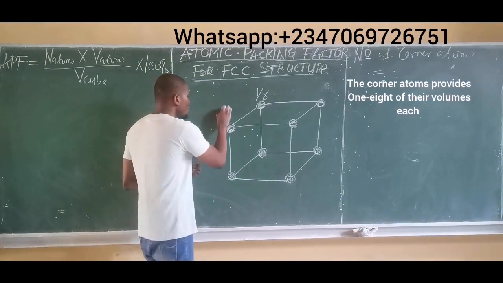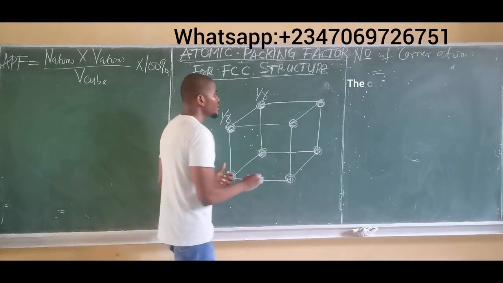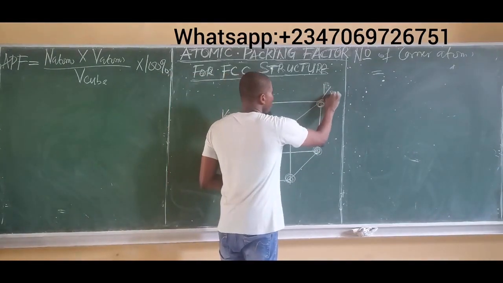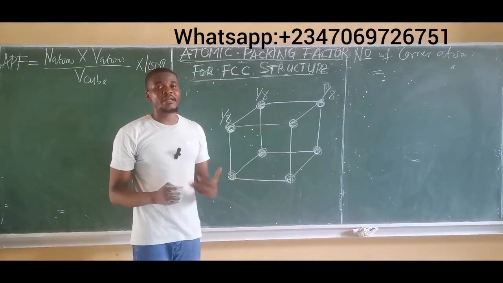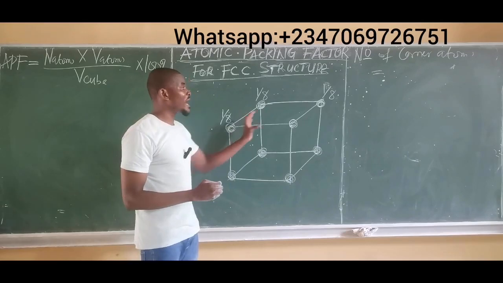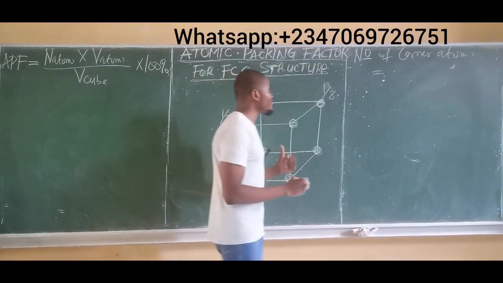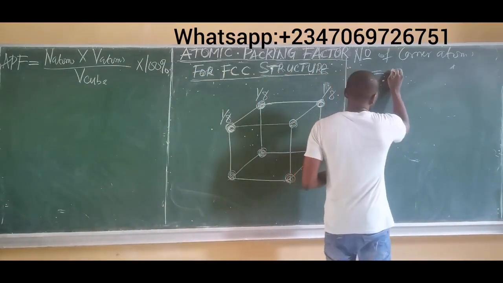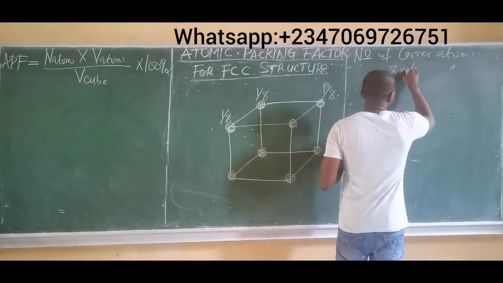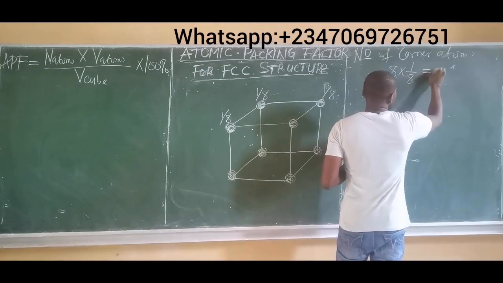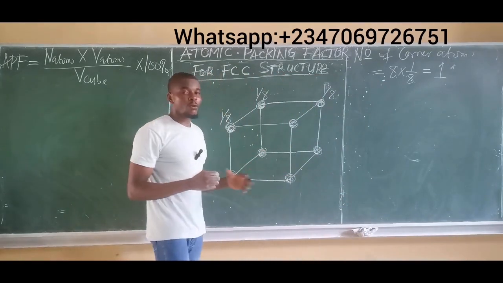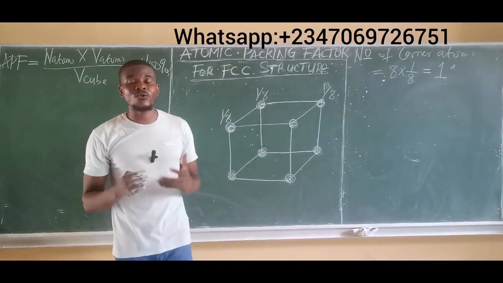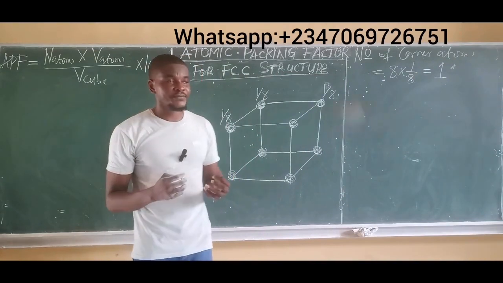This is also providing 1 over 8 of its volume. Same thing as this corner atom providing 1 over 8 of its volume. So the entire corner atoms are providing 1/8 of their volume. And since we have up to 8 corner atoms, it means now that total number of corner atoms becomes 8 multiplied by 1 over 8. And that will simply give us what? 1 corner atom. So the total 8 corner atoms combine to provide 1 full volume of an atom.